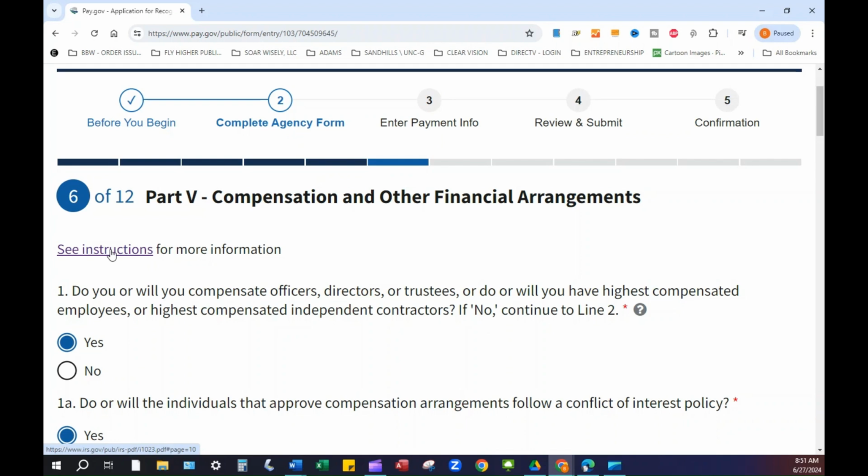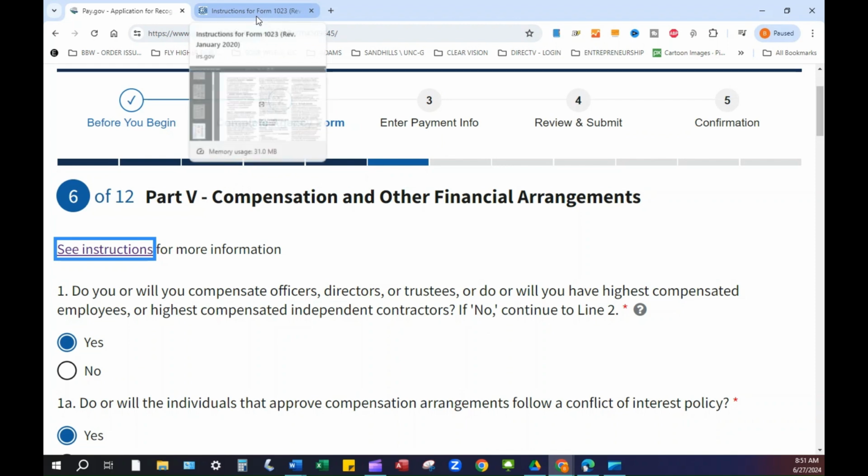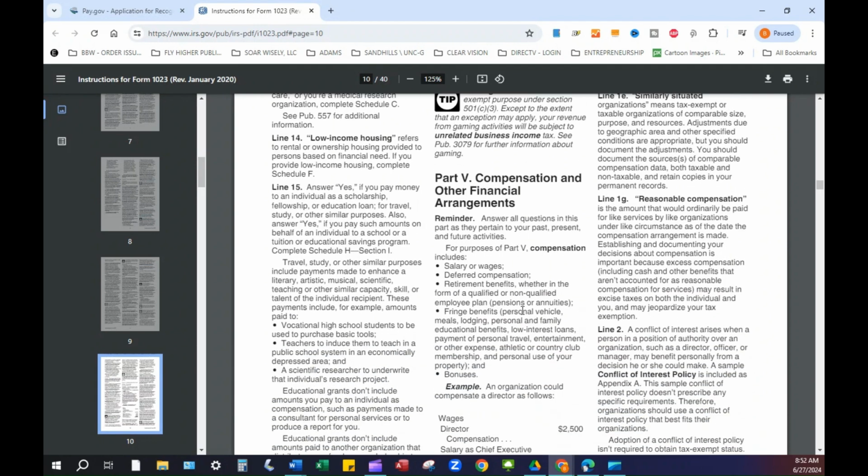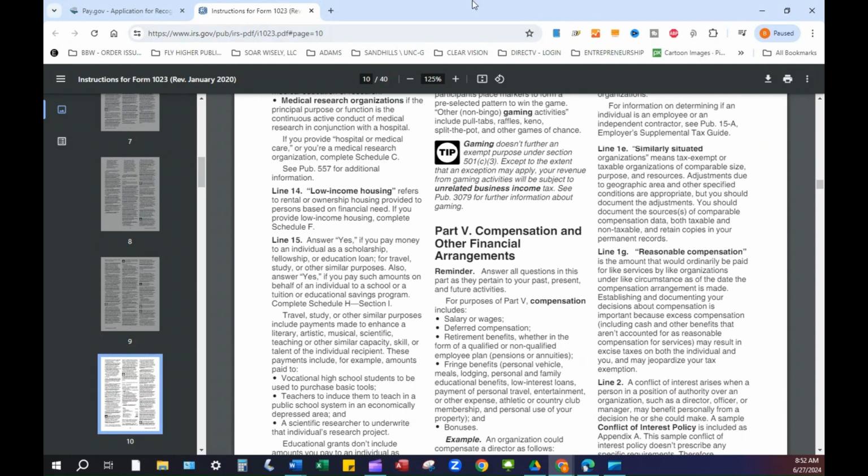So you just want to put your mouse there, right click on it, go ahead and open link in new tab, because if you click directly on it, of course, it's going to just open up in this tab. You don't want to do that. So notice here we're at part 5. When you click on the instructions from this section, it takes you straight there, part 5. See, compensation and other financial arrangements.